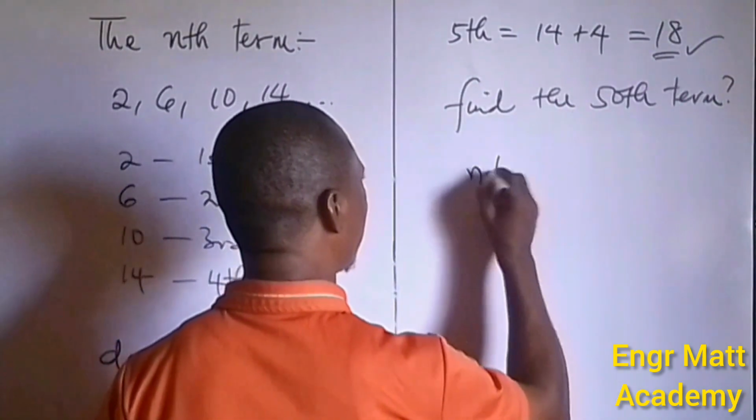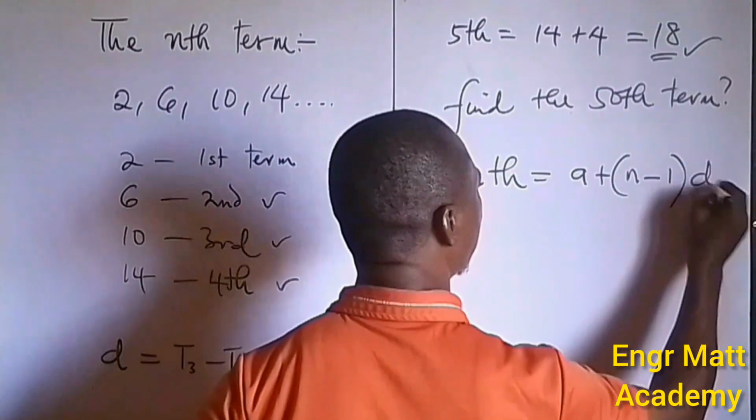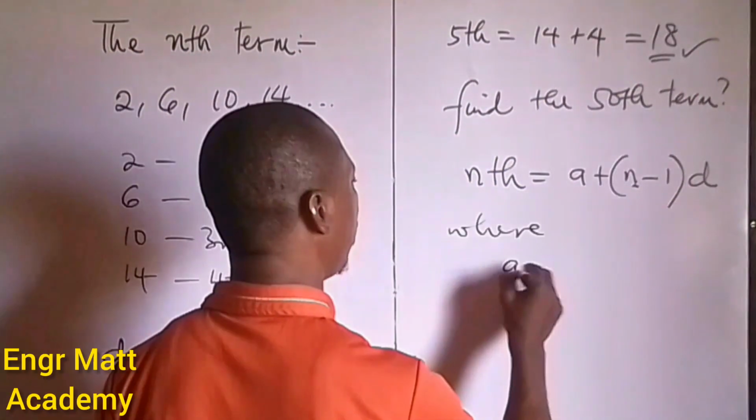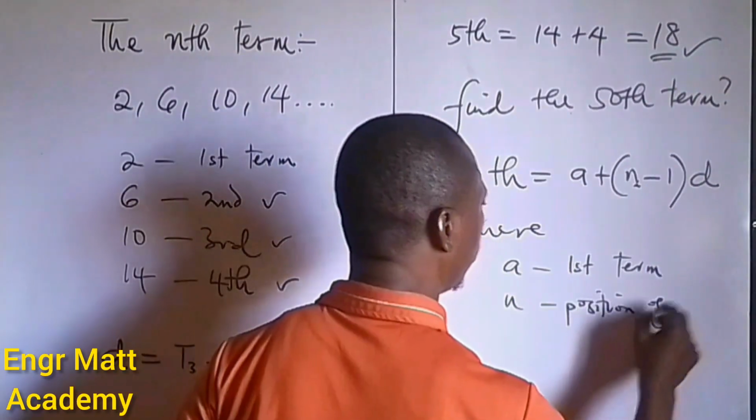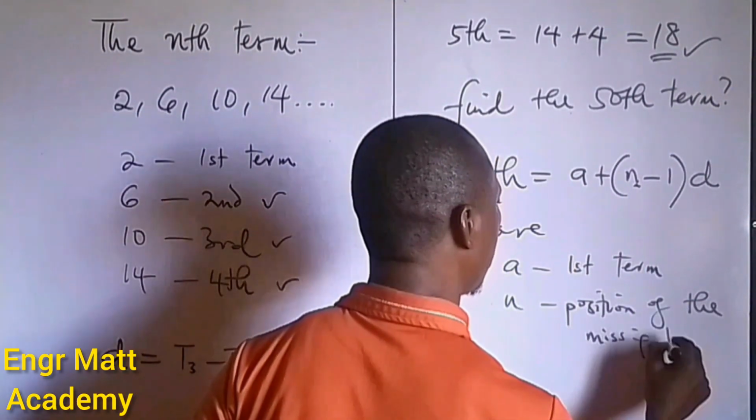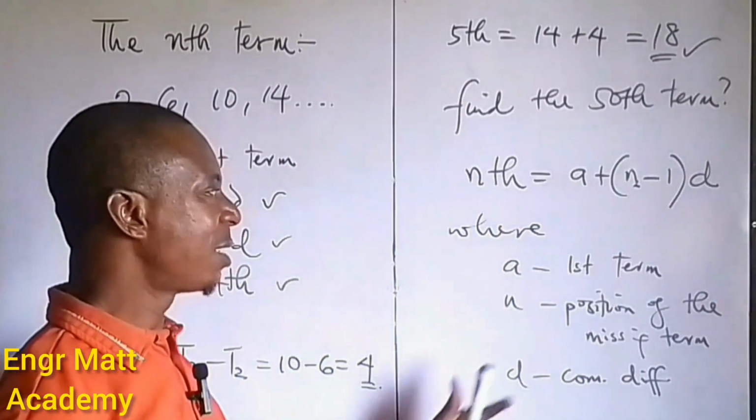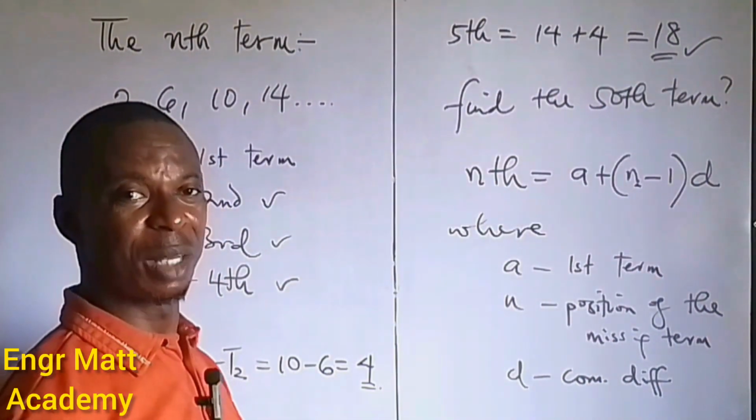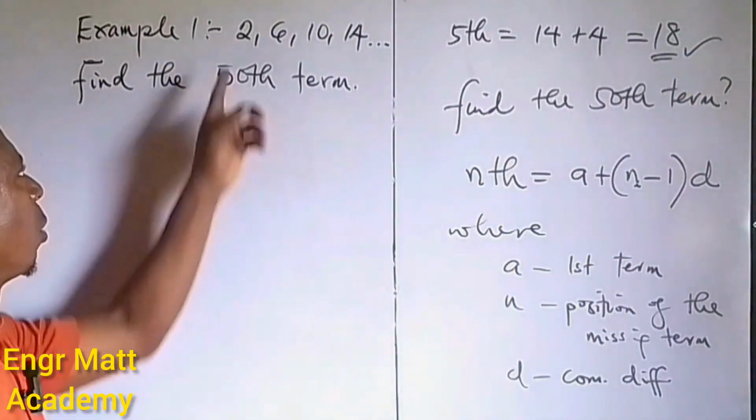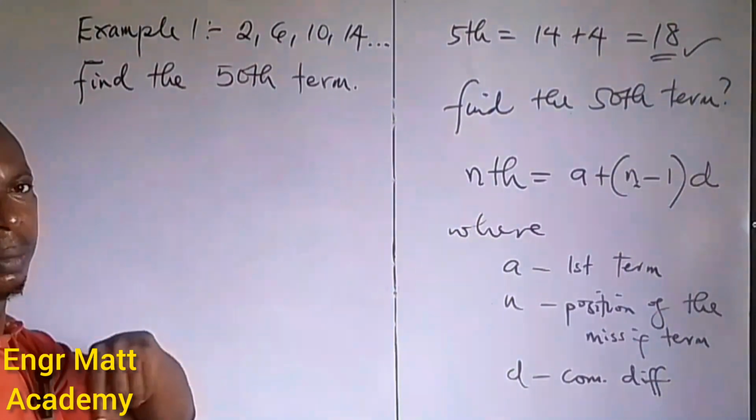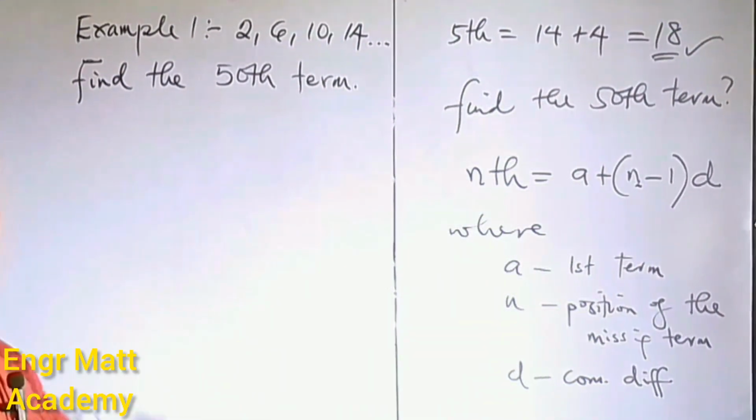The nth term is a plus n minus 1 times d, where a is the first term, n is the position of the missing term, and d is the common difference. Now let's demonstrate this with real examples. Let us use the same sequence as our first example. The sequence is 2, 6, 10 and 14, and we need to find the 50th term. We start with the nth term.